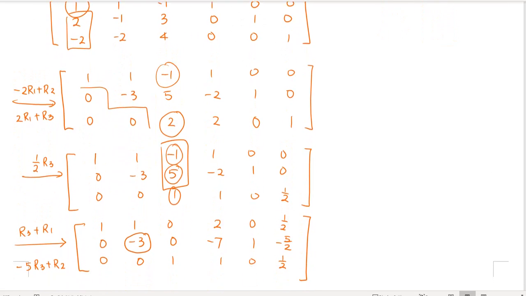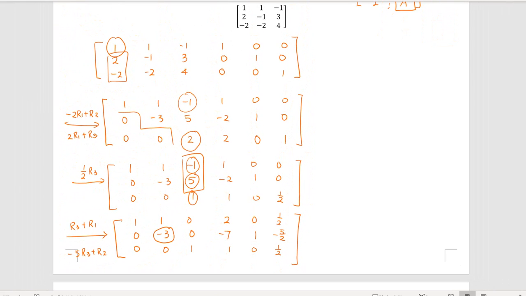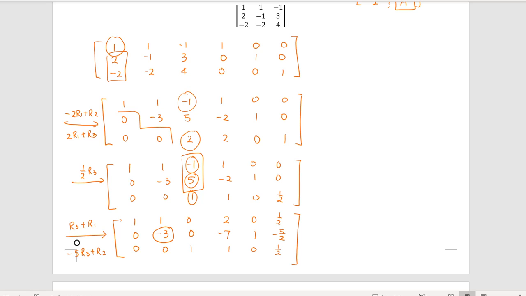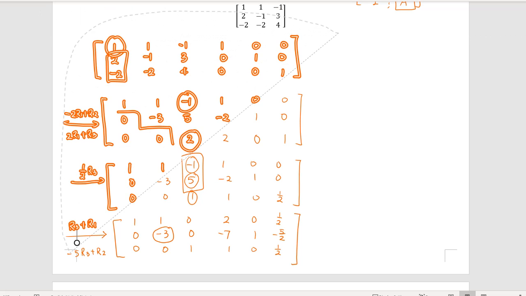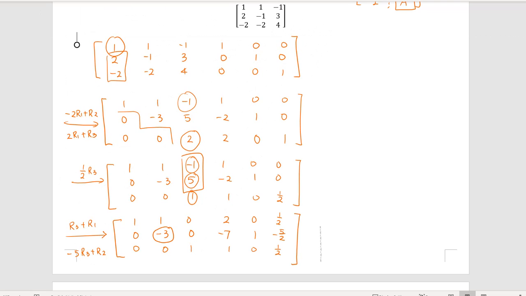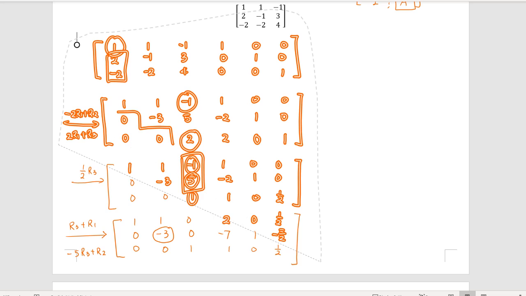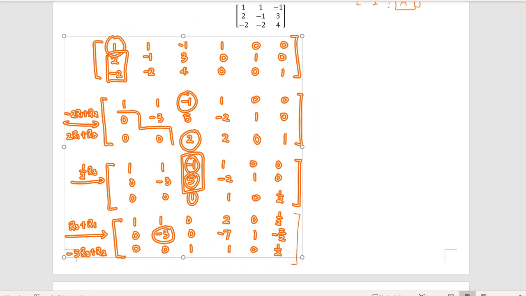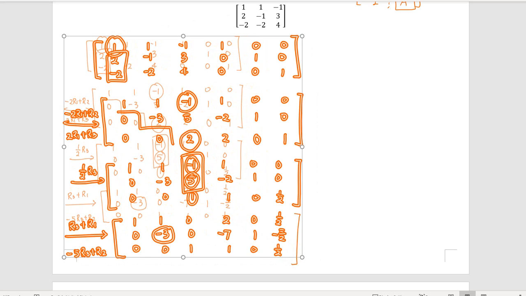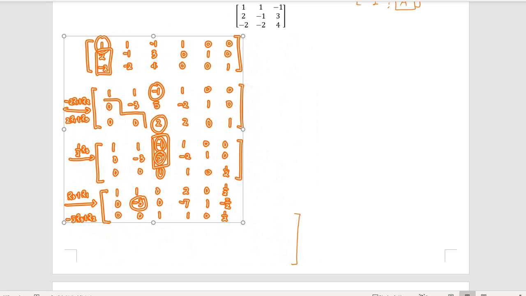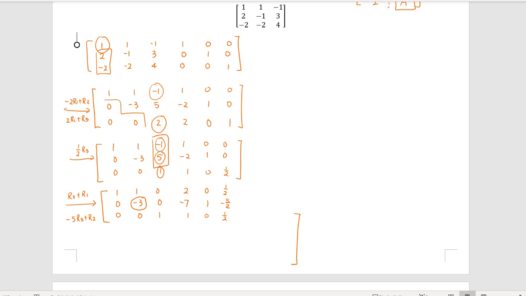So let's see. Okay, let me make this smaller. Let me choose those and make it smaller so that I have more space. Oops, I forgot to choose this one. It's okay, I can draw it. Oops. All right.